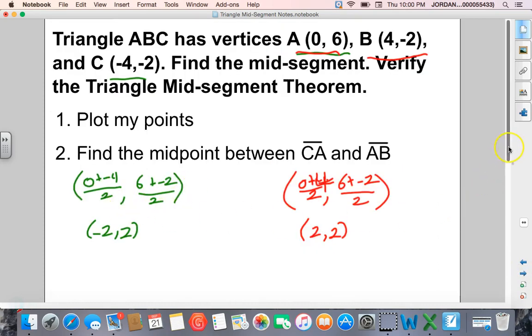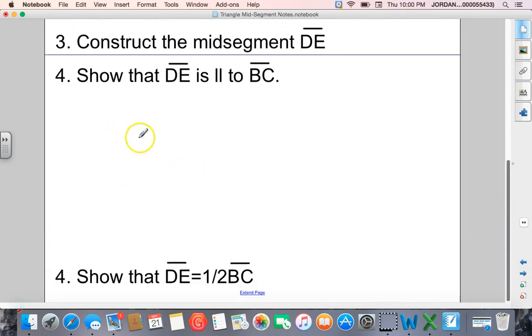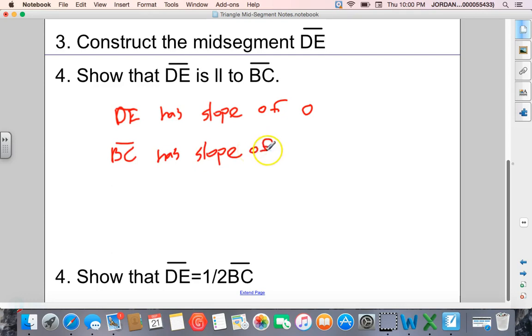So we could just say for our part to show that DE is parallel, we could say DE has slope of 0. BC has slope of 0. So they are parallel. Okay? Anytime they have the same slope, they're parallel.